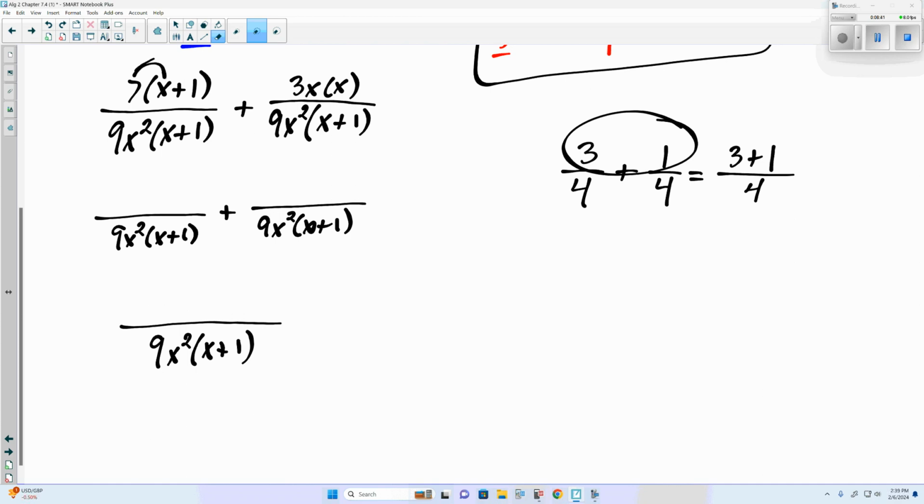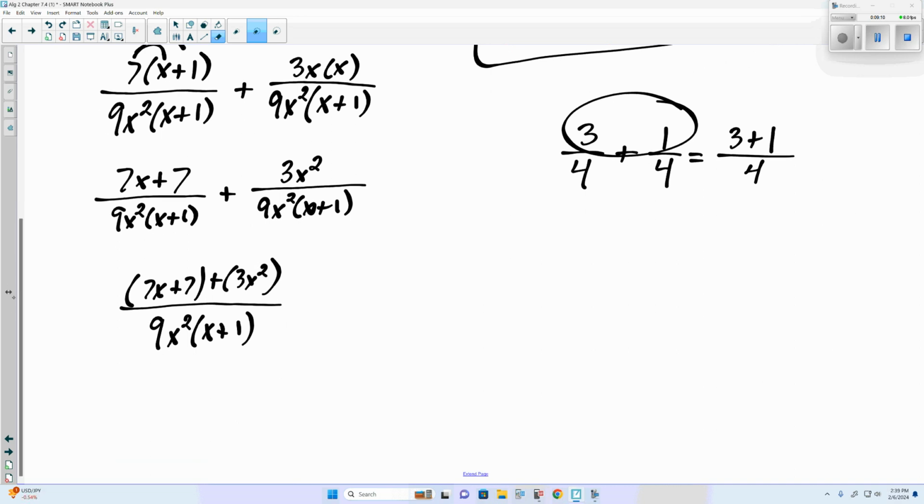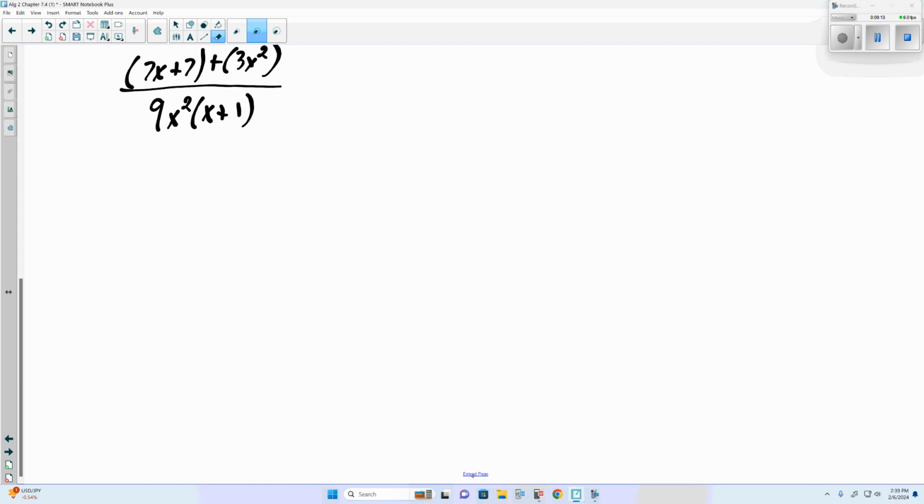So what we have to do is distribute. Our 7 times x is 7x. 7 times 1 is 7. The other side, 3x times x is 3x squared. Questions on this here? Questions on anything we've done so far? Now at this point here, since the denominators are the same, we can add the numerators.